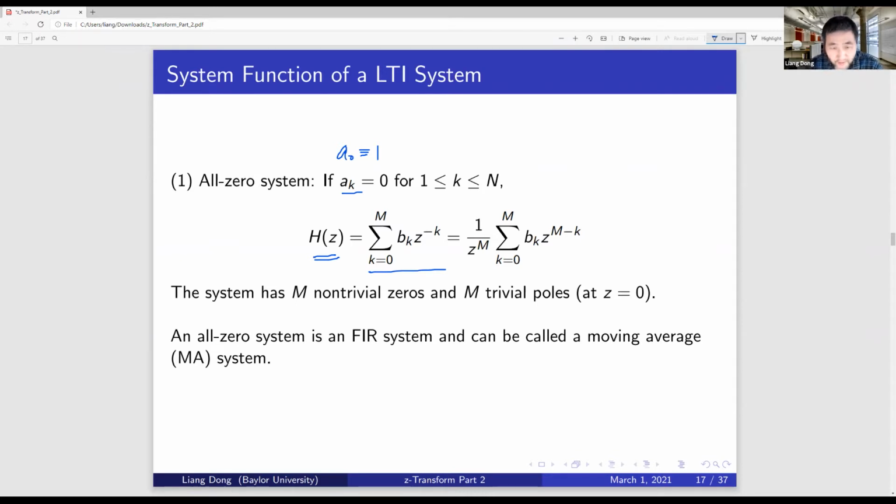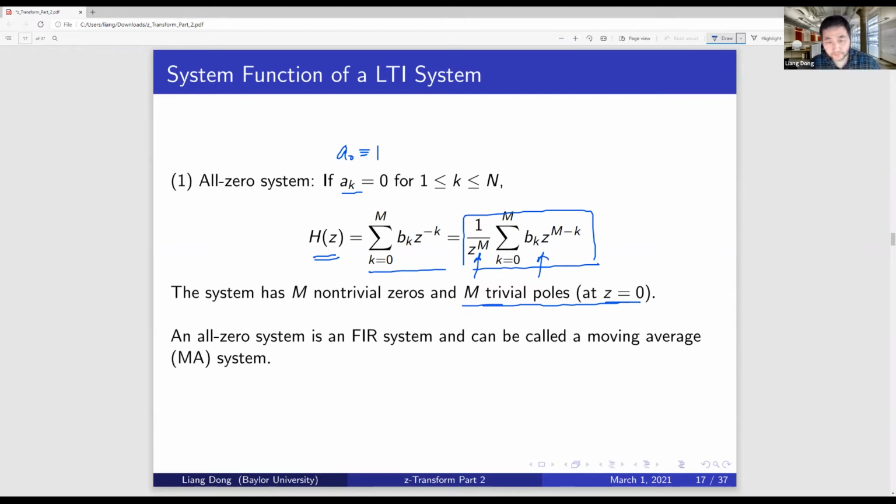So we just have a polynomial here. If you want to write it as a polynomial of z, we pull this out and write it like that. So this system has M non-trivial zeros and M trivial poles. We need to emphasize that, theoretically, we have the same number of zeros and poles. But those poles are not shown, because they are at z equal to 0, trivial poles. If you really want to put it into this format, this is a polynomial, and these are the poles, which are the M poles when z is evaluated at 0.